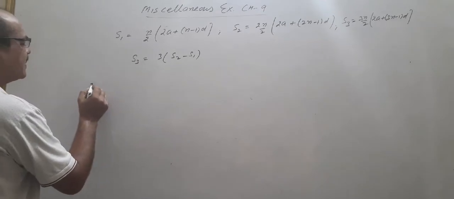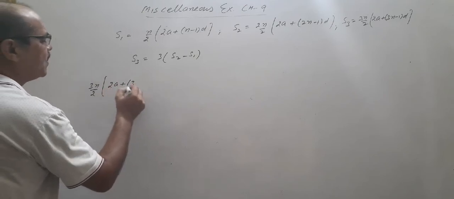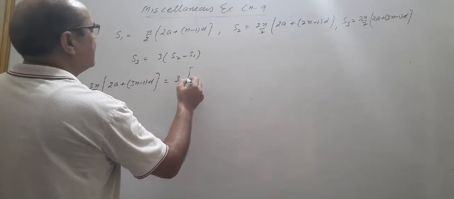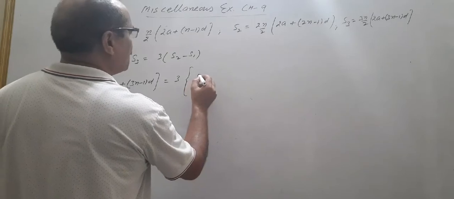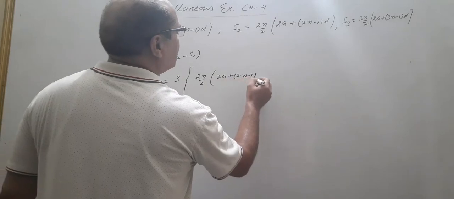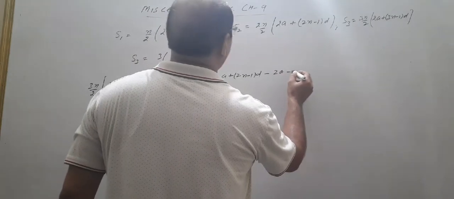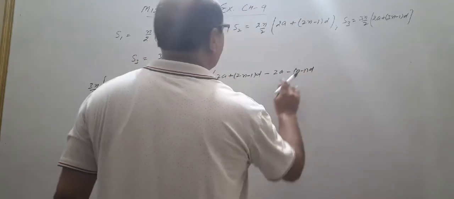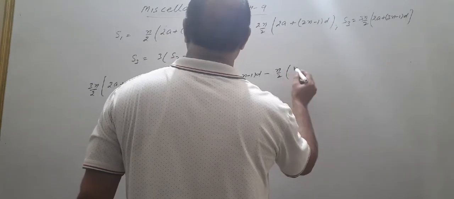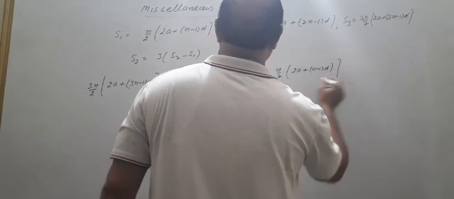S3, you have written it, see, that is 3n by 2 times (2a plus (3n minus 1) d). This is the left hand side. In the right hand side, 3 is taken outside, S2. Substitute the value of S2, that is n by 2 times (2a plus (2n minus 1) d), and minus S1, that is n by 2 times (2a plus (n minus 1) d), and this bracket closes.